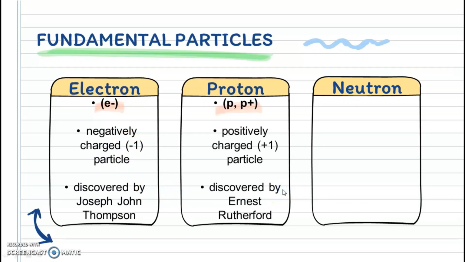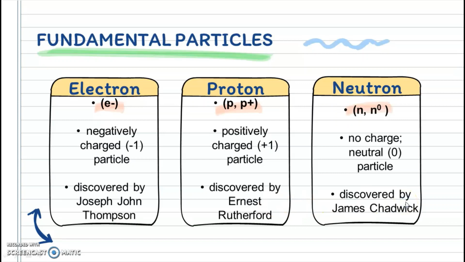Then we have proton. It is represented by p or p+, dahil siya ay positively charged particle. Yung kanyang charge is positive 1. It was discovered by Ernest Rutherford. And lastly, we have neutron. It is represented as n or n0. Ibig sabihin, it has no charge or it is a neutral particle. And it was discovered by James Chadwick.